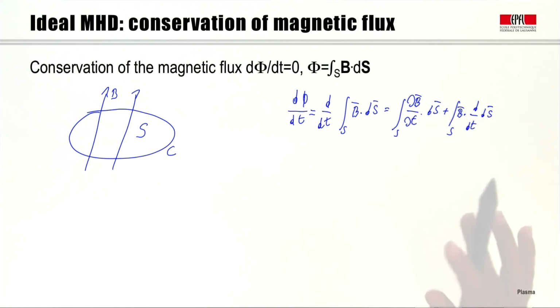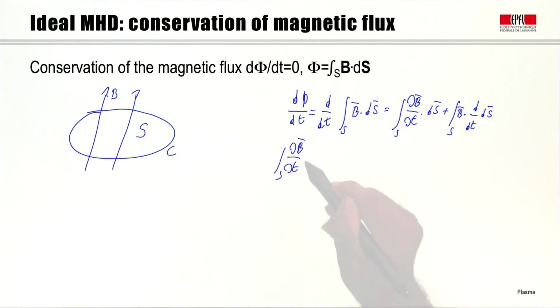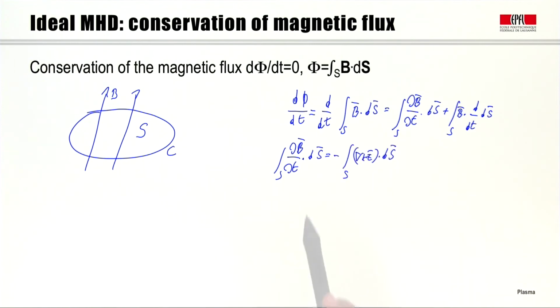We can study these two terms separately. We can start with the first one, and we can use Faraday's law. So we have that the integral over the surface S of dB/dt is minus the integral over the surface S of the curl of E dot dS. We can now use Stokes' theorem and express this surface integral as an integral over the contour C delimiting the surface.